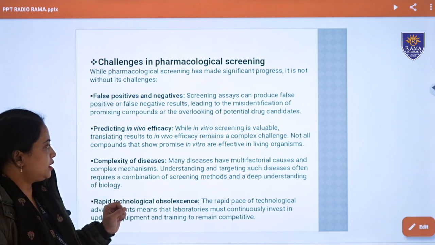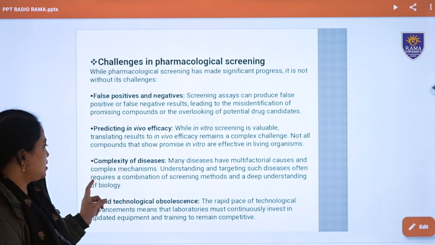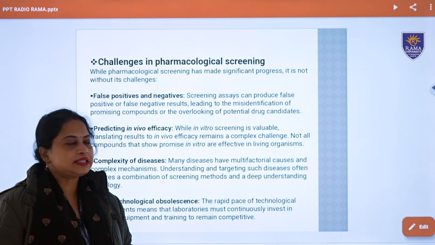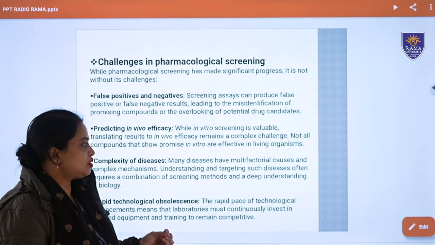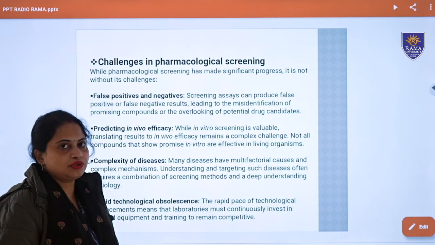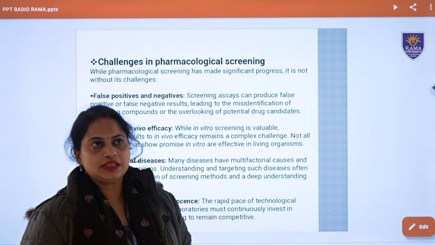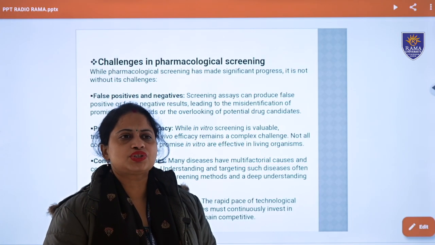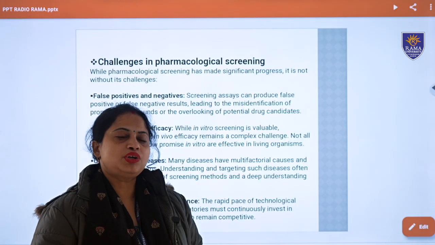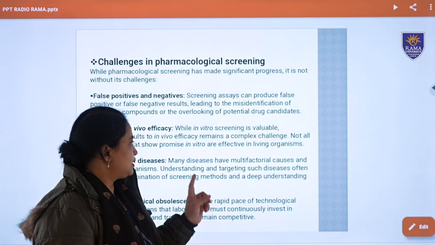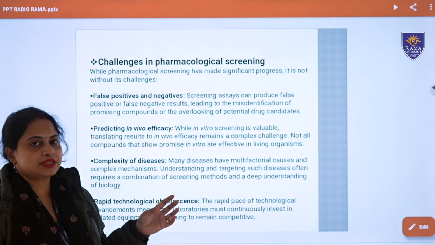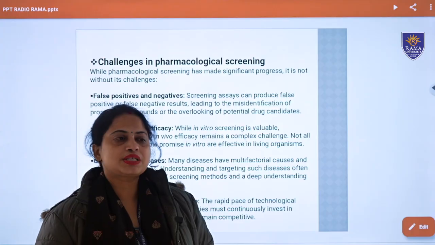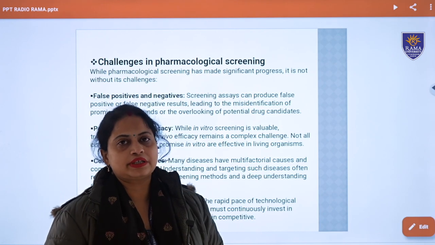And the complexity of diseases: many diseases have multifactorial causes and complex mechanisms. Understanding and targeting such diseases often requires a combination of screening methods and a deep understanding of the biology. As we know, drug discovery consists of a huge number of disciplines, like chemistry, biology, pharmacology, and toxicology. Then only will drug discovery be successful. That's why, given the complexity of diseases, we have to know the pathophysiology of the diseases, how the disease can be induced, and how the disease can be recovered.